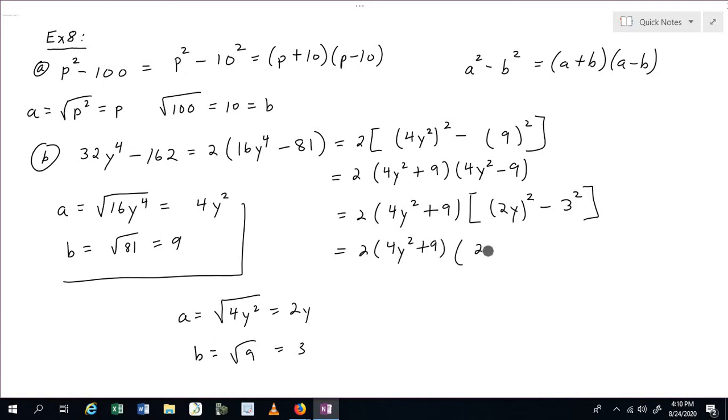Okay, so this factors into a plus b. Remember a is 2y and b is 3, so a plus b times a minus b. And you could also check this to see if it's correct by FOILing this out. When you FOIL this out, you'll end up with 4y squared minus 9. And then you would FOIL these out, and you'll end up with 16y to the fourth minus 81. And then just distribute the 2 that sits in front, and it will go back to this. Okay, so you can always check your answer.